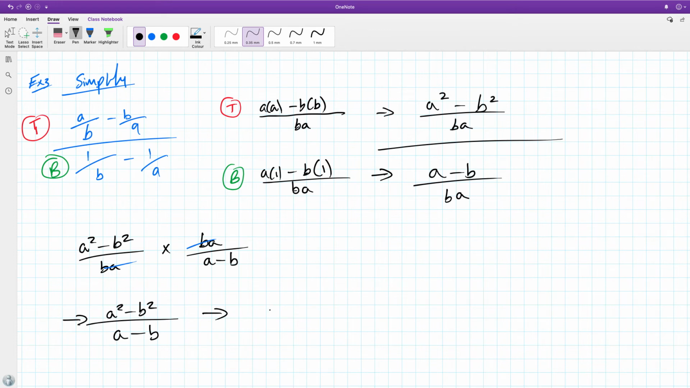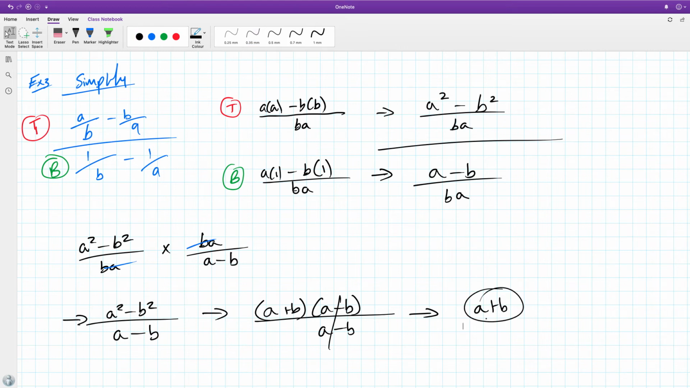Bit of junior cert factorizing. Difference of two squares is A plus B by A minus B. Is that alright? All over A minus B. What's going to happen? A minus B is going to knock. You're left with A plus B, is your answer. Right, we'll do one more of those.